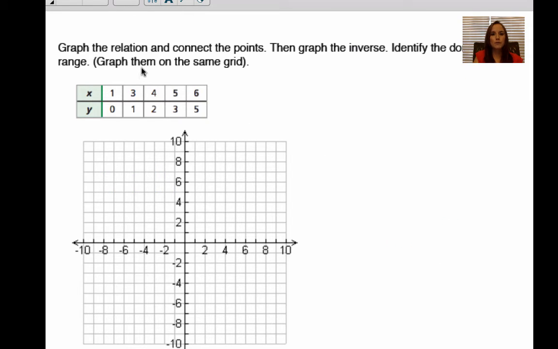It says graph the relation and connect the points, then graph the inverse, identify the domain and range, and graph them on the same grid. I am going to make this table, the given information, red. So I'm going to graph all these points. So 1, 0, that's here.